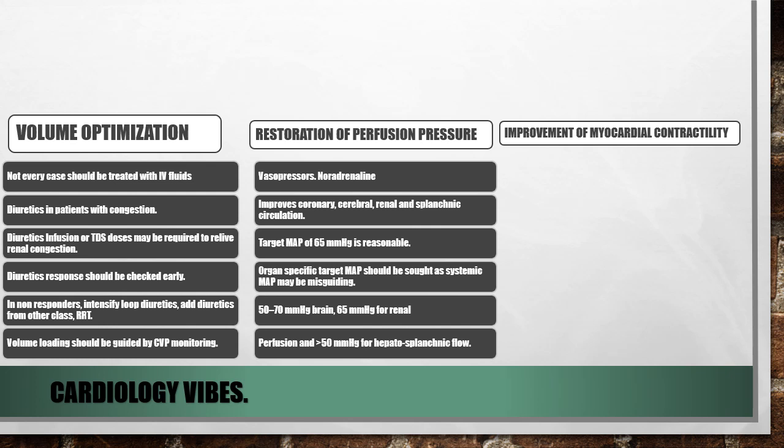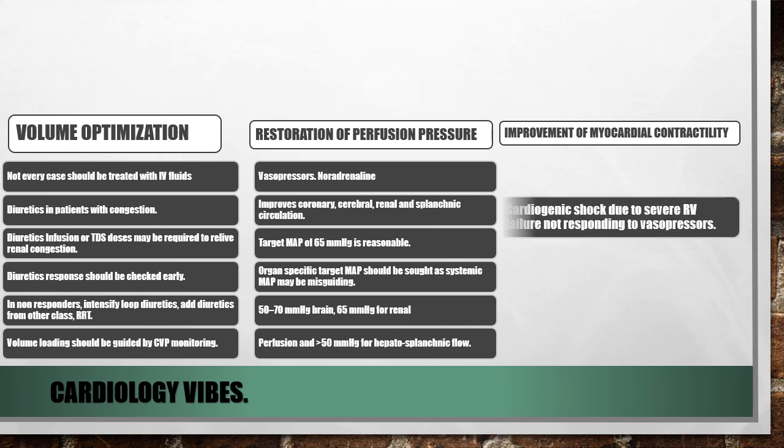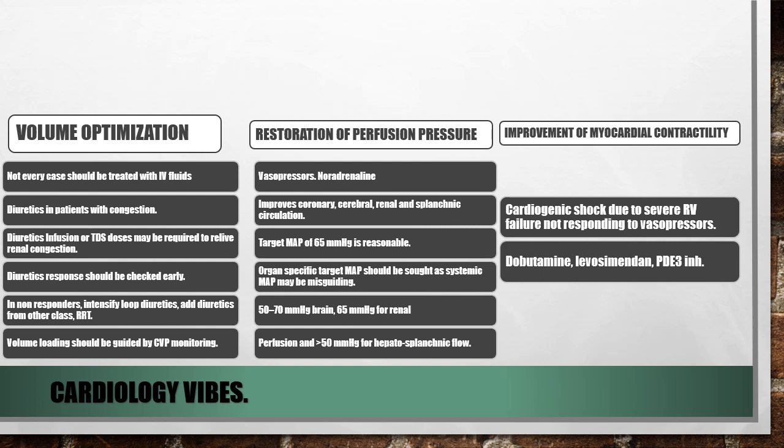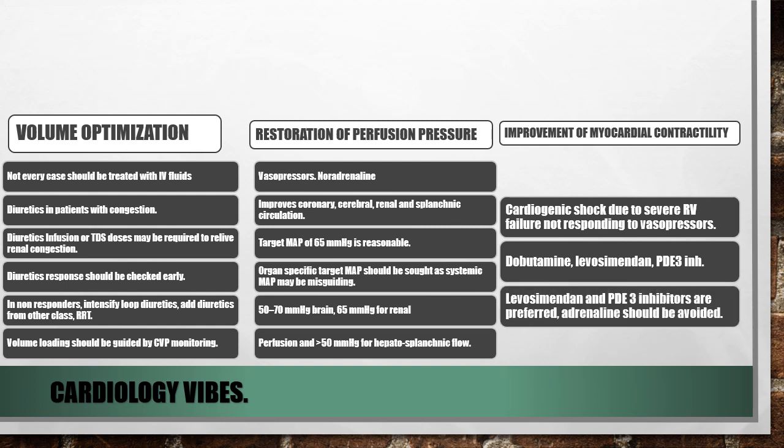If a patient doesn't respond to volume optimization and restoration of perfusion pressure, that is a patient with cardiogenic shock. Improvement of myocardial contractility can be attempted with the help of inotropic agents. The agents include dobutamine, levosimendan, and phosphodiesterase type 3 inhibitors. Levosimendan and phosphodiesterase type 3 inhibitors are preferred. Adrenaline should be avoided because of the risk of arrhythmias and further deterioration of the right ventricular function.